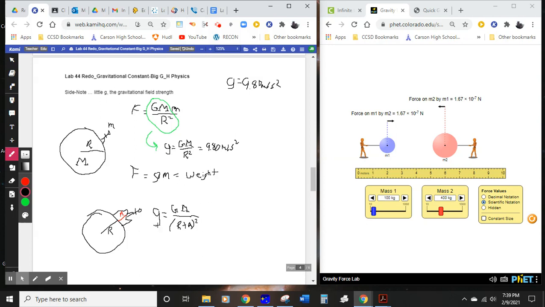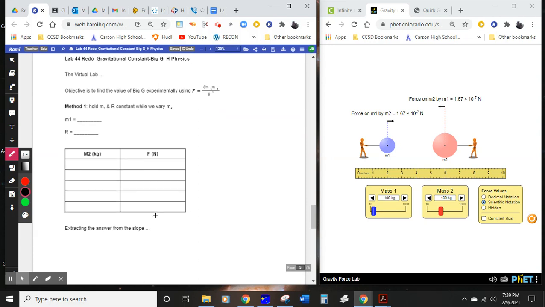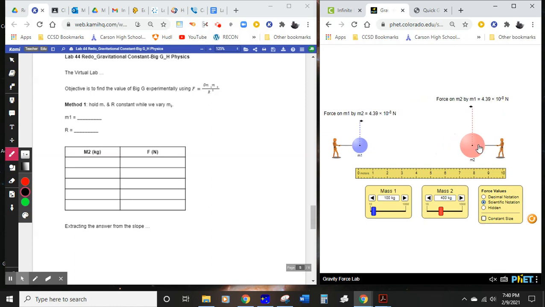Now let's go to the virtual lab here. The objective is to find the value of big G experimentally using this equation right here. Method one is to hold M1 and R constant while we vary M2. For our experiment, let's take a look at what we've got going on here. I'm going to slide this guy over here.